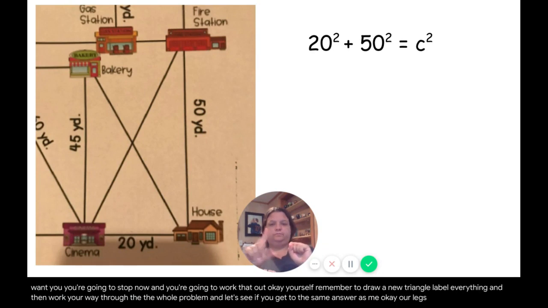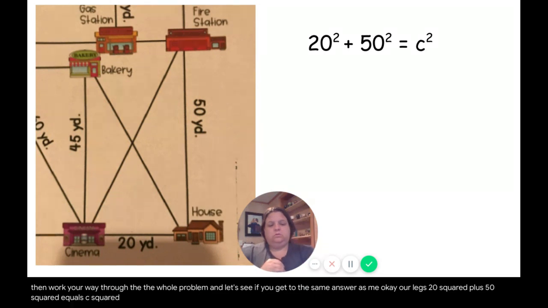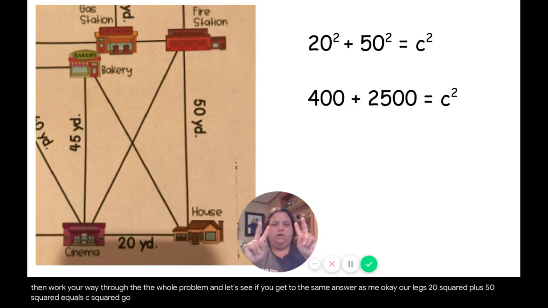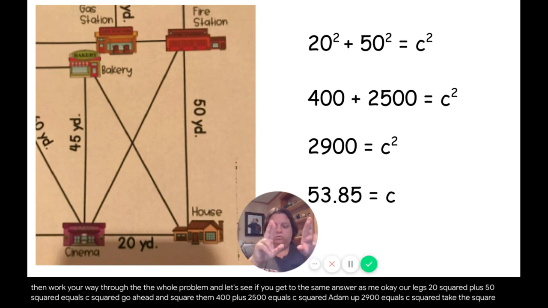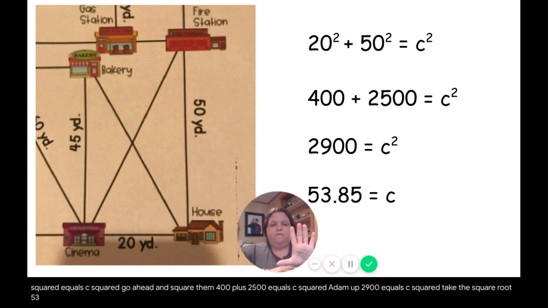Our legs, 20 squared plus 50 squared equals c squared. Go ahead and square them. 400 plus 2500 equals c squared. Add them up. 2900 equals c squared. Take the square root. 53.85 equals c.